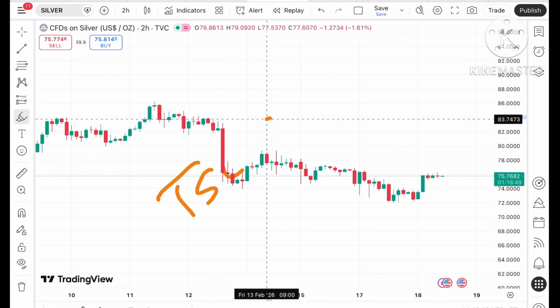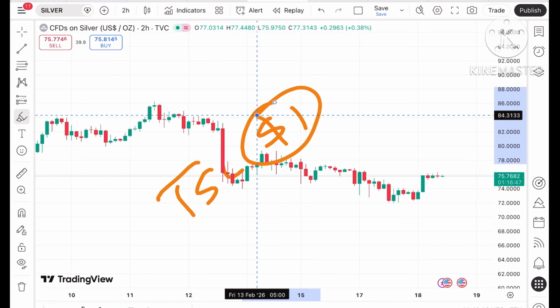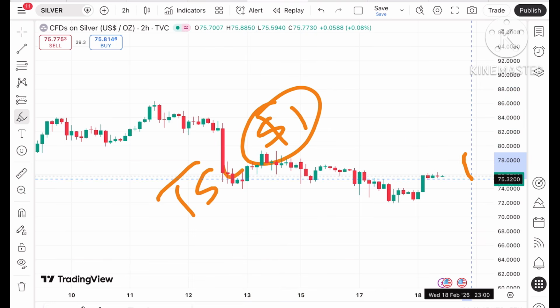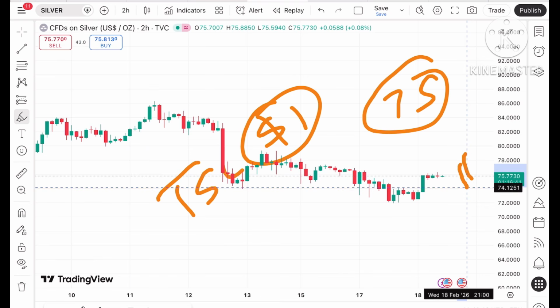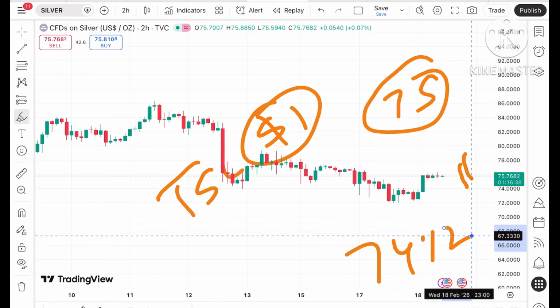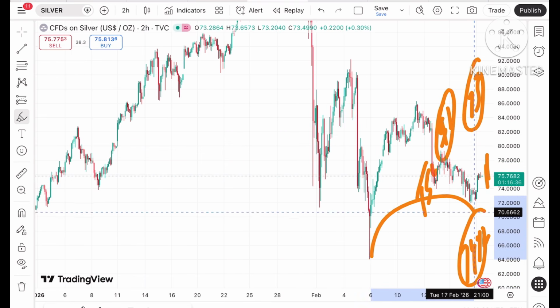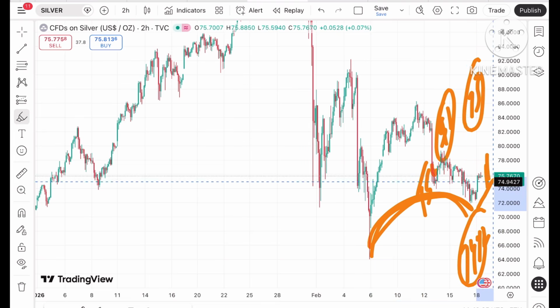Trailing your SL by $1 is very important, so that at least you'll capture upside movement. But if the price started coming down, it can come down towards 75, and if the price falls below that particular level, the chance of going towards 74.2 can be seen, and this U pattern is forming. So chances will be very high.